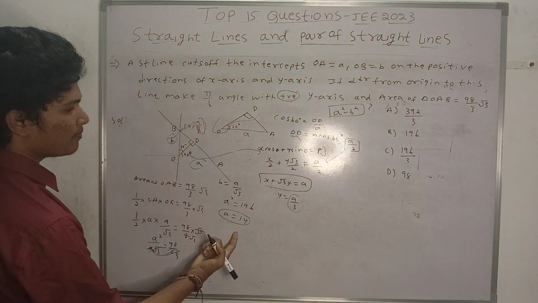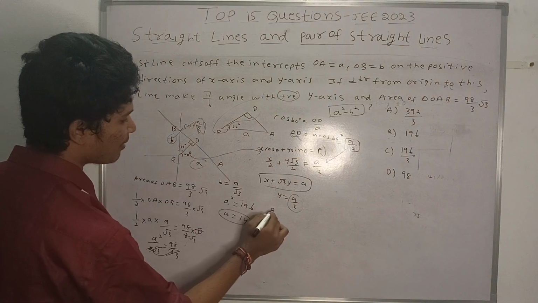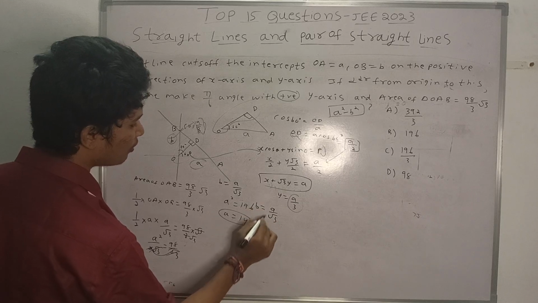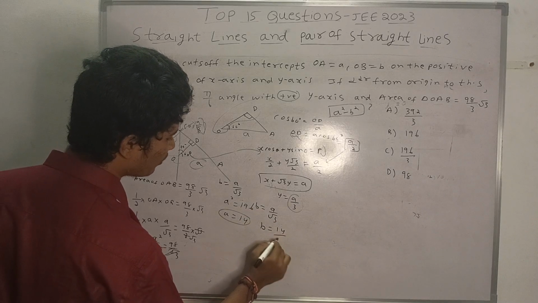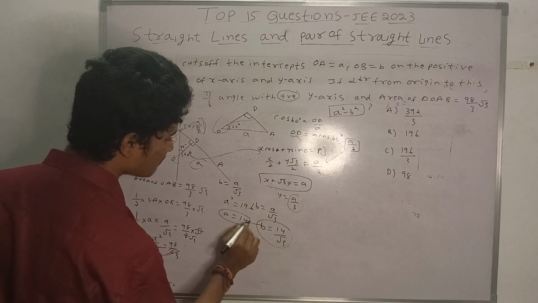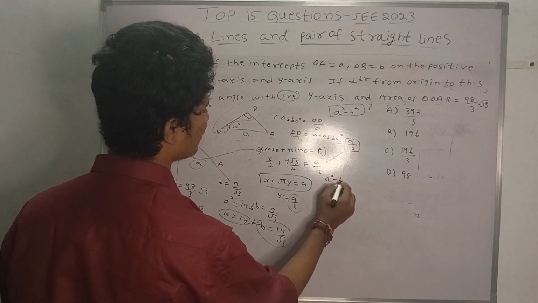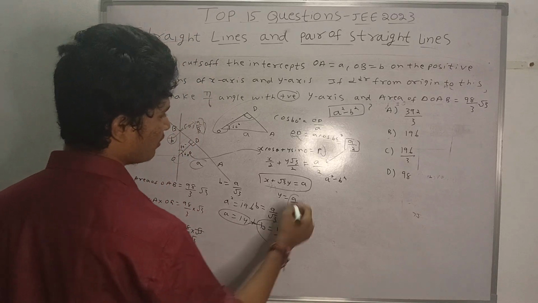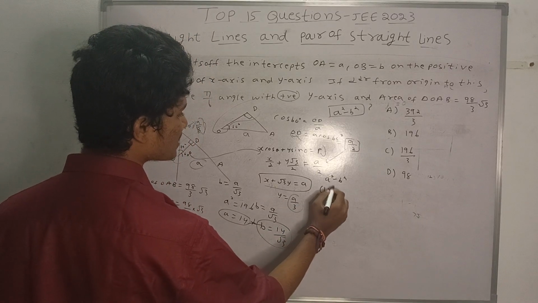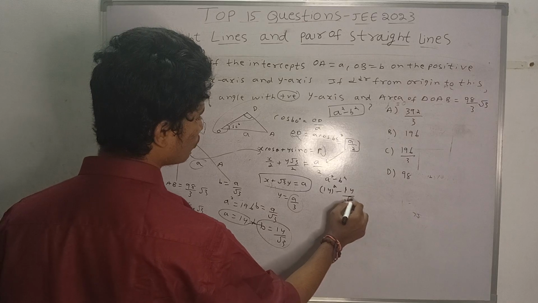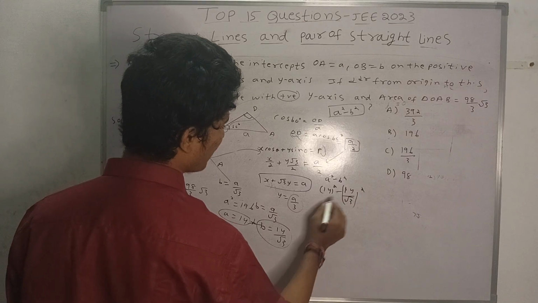A equal to 14 here. What is B? B can be written as A by root 3. So what is the value of B? B equal to 14 by root 3. So the two values which we want, we got. Now we have to find A square minus B square. What is the value of A? 14. What is 14 square? 14 square minus 14 by root 3 whole square. This value you have to find.